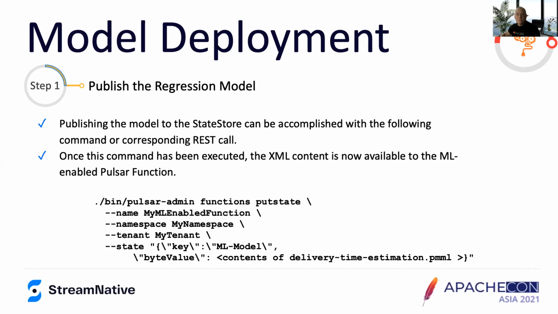So once that is exported to PMML, it can be exported directly to the state store using a REST call or a command line interface that wraps the REST call, and you can execute the command shown there. So you basically do a put state command. You specify the name of the function, the namespace, and the tenant that's going to be consuming this, and then you put in a key associated with that. In this case, we use ML model, and then the byte value itself, which is the raw contents of the PMML, or the binary model, or whatever you want to push up to the state store. That makes it addressable and accessible by the machine learning model inside the Pulsar function.